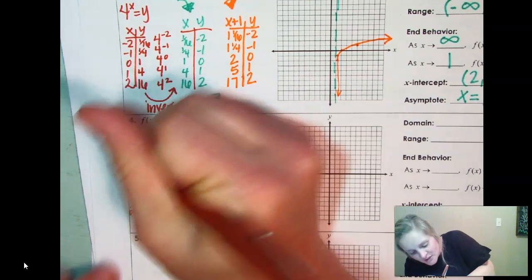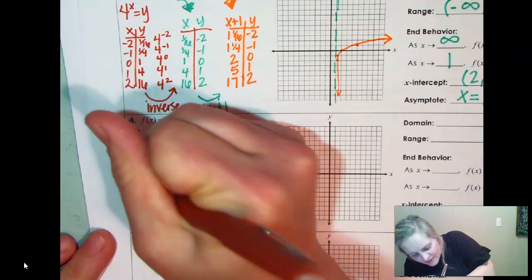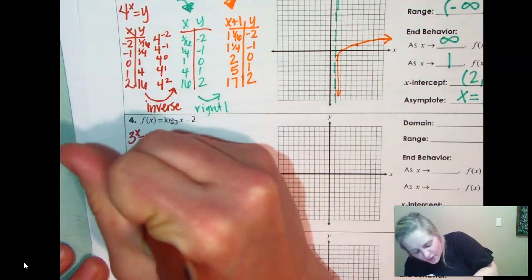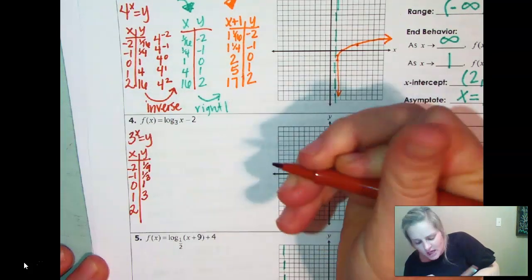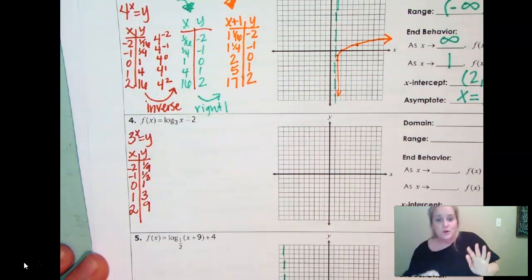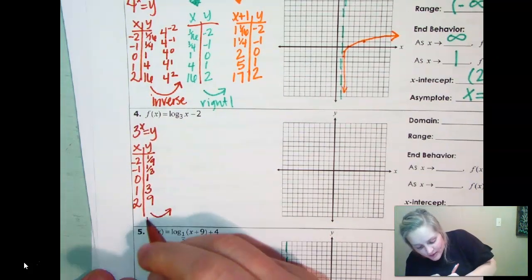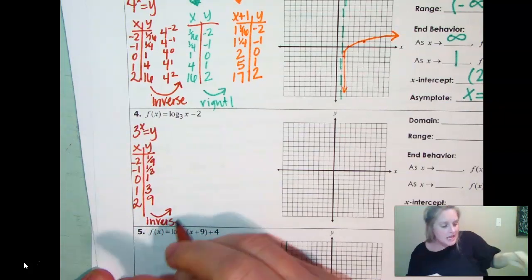3 to the negative 2 is 1/9. 3 to the negative 1 is 1/3. 3 to the 0 is 1. 3 to the first is 3. 3 to the second is 9. Beautiful. Exponential. Now you need to do the, you got it, the inverse.